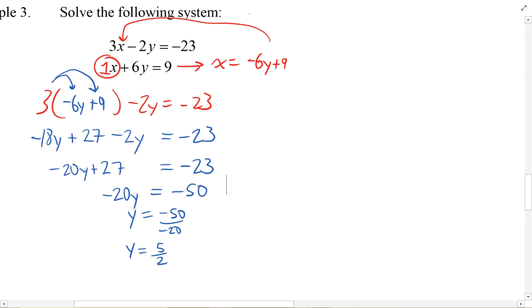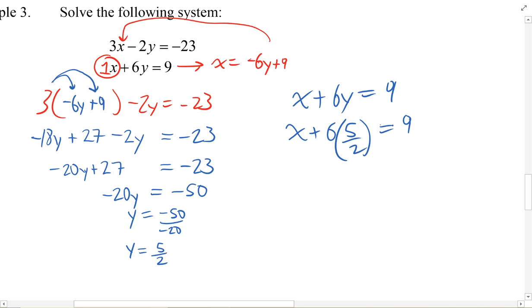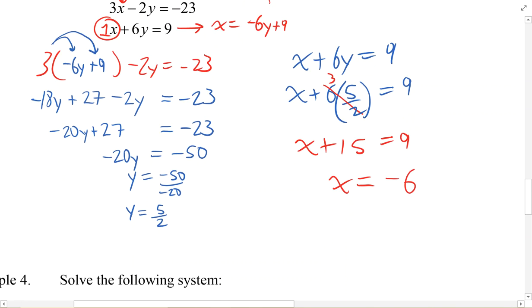Okay. So x plus 6y equals 9. You can choose the top or the bottom. What you should note though, Hayden, when you do this properly, usually the math works out pretty nice. Now 6 times 5 over 2, that's like a gift, isn't it? Because the 6 and the 2 cancel to a 3. So x plus 15 equals 9. X equals what? Negative 6. So your solution is negative 6, comma, 5 over 2. Okay.